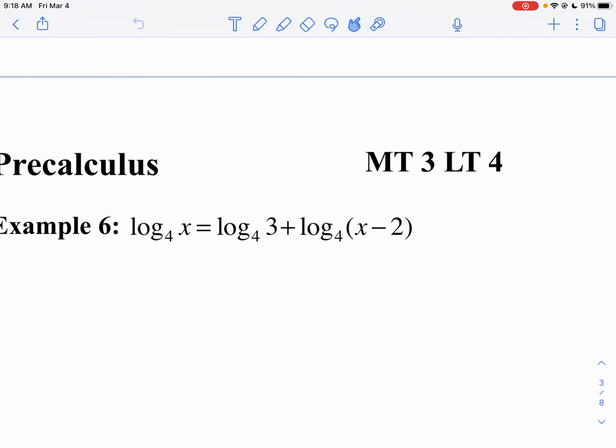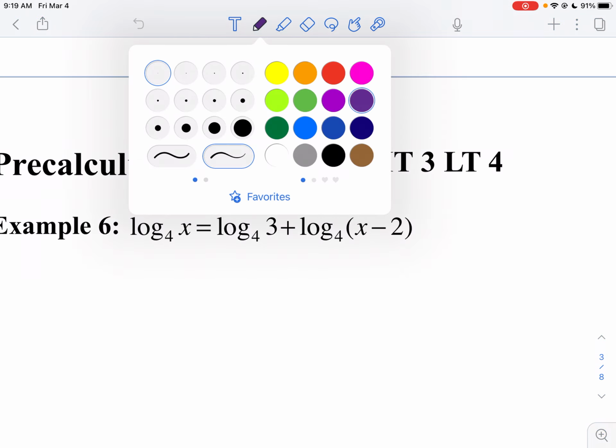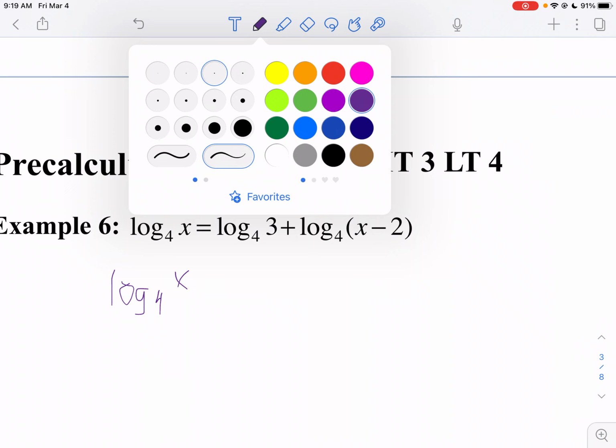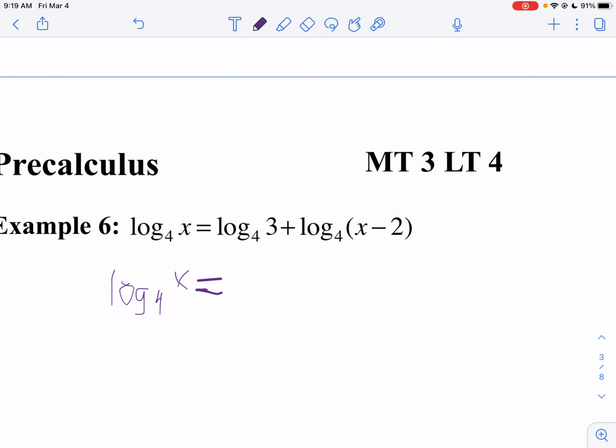Here I have the log to the base 4 of x equals log to the base 4 of 3 plus the log to the base 4 of x minus 2. Now we know the log of a sum is the product of the logs. So we can say here that the log to the base 4 of x equals the log to the base 4 of 3 times x minus 2.